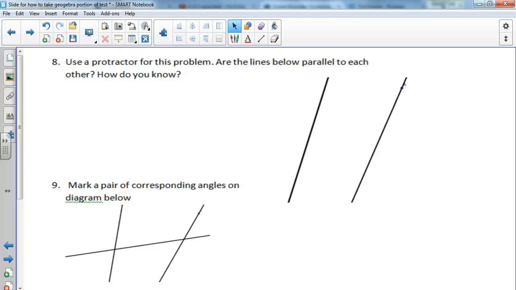Last video here for the paper portion of your test are problems 8 and 9. Let's look at number 8. It says use a protractor for this problem. Are the lines below parallel to each other?